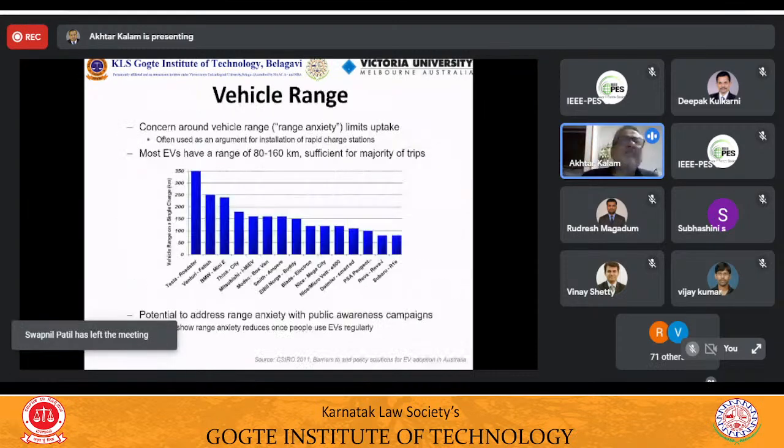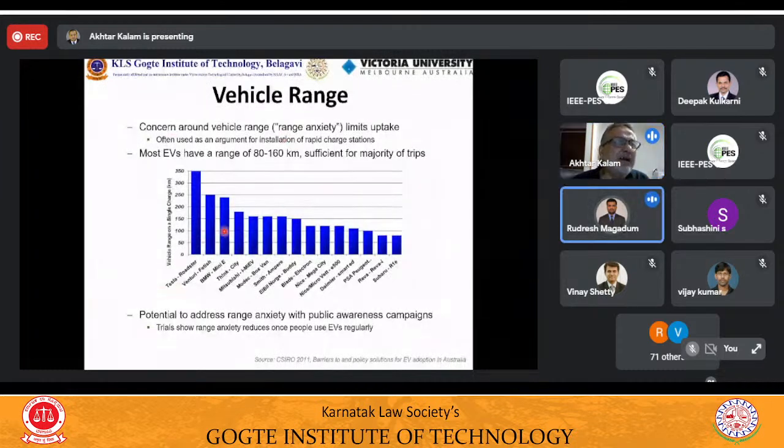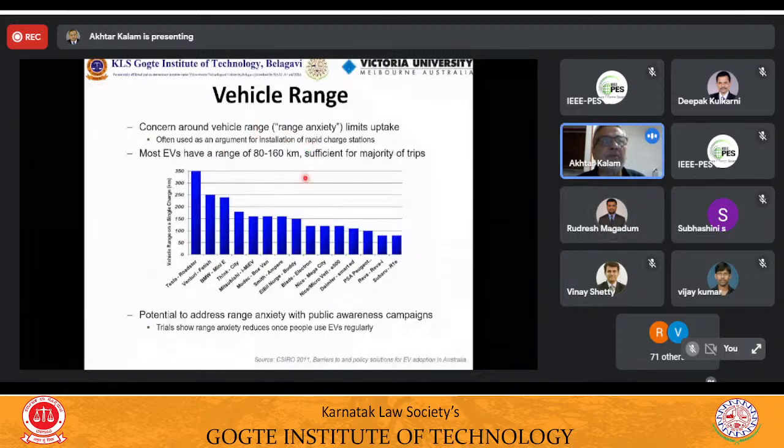Then the range. This is something that people are worried about because everyone is interested in knowing the range. Naturally, the best range I can think of is the Tesla Roadster. And you know that it's $200,000, you can't afford it, but that's the best range. But if you look at it carefully, the majority of the cars that I can show you are between 80 to 160 kilometers of range, which is enough. I told you in Australia, we drive about 20 kilometers a day, which is more than enough for the majority of our trips.